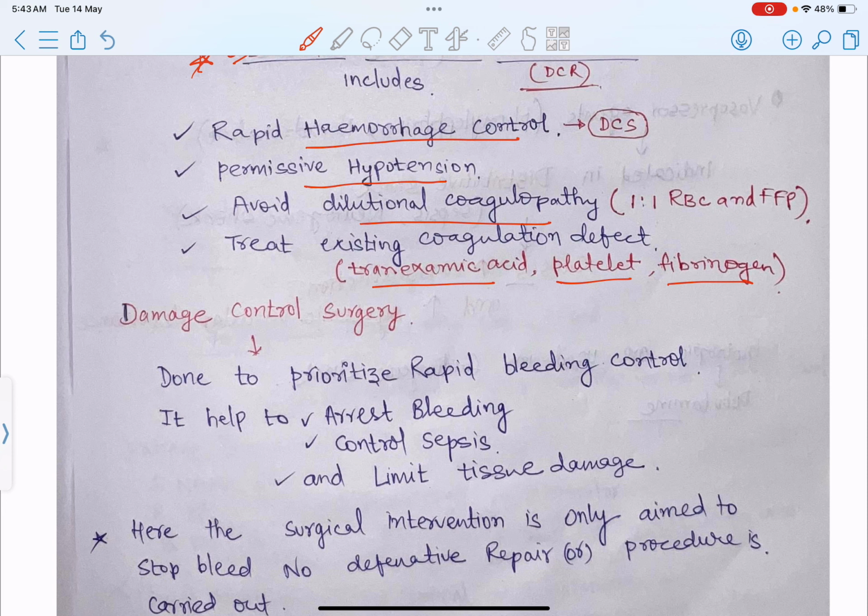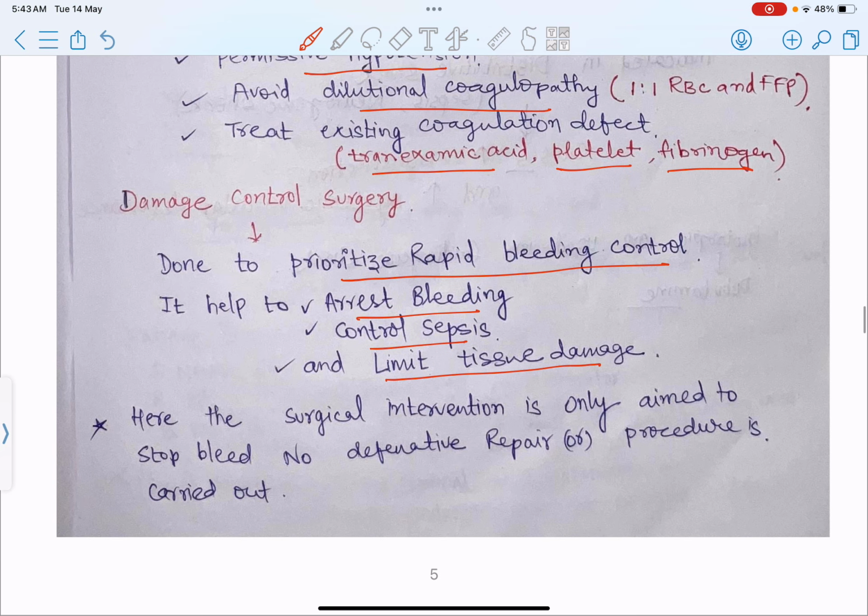In the rapid hemorrhagic control, there is damage control surgery. This damage control surgery is done to prioritize rapid bleeding control. It helps to arrest bleeding, control sepsis, and limit tissue damage. Here, the surgical intervention is only aimed to stop bleeding. No definitive repair or procedure is carried out.